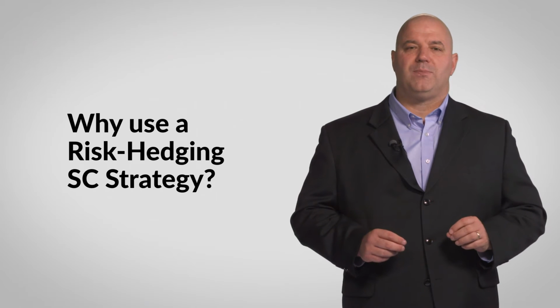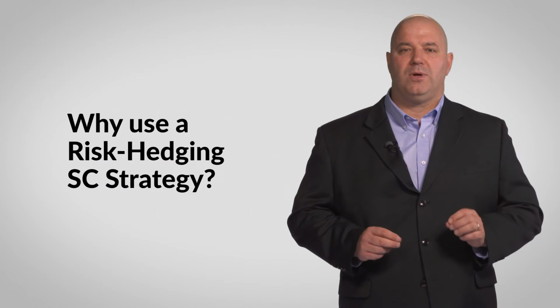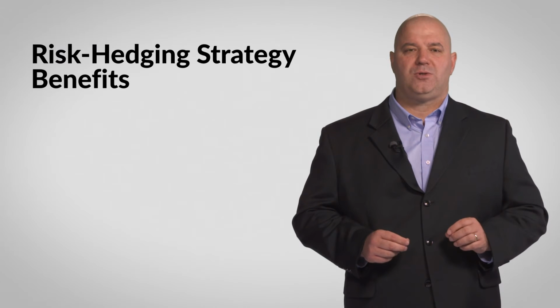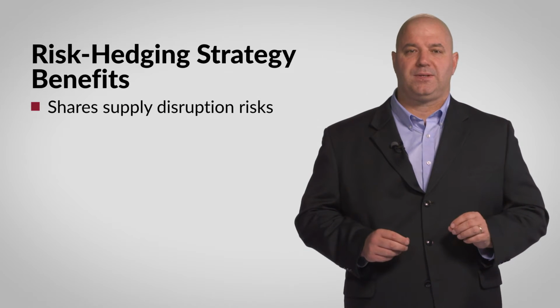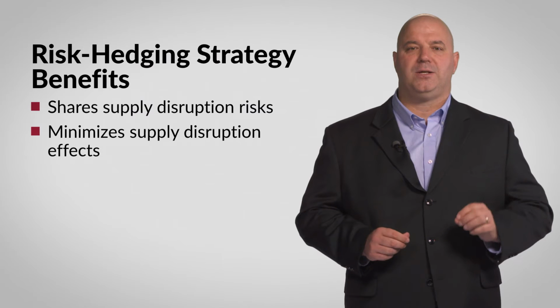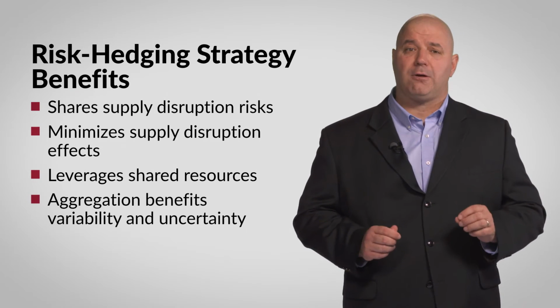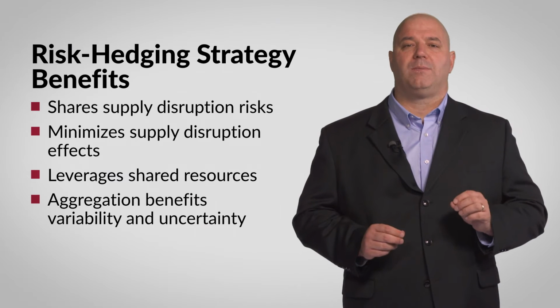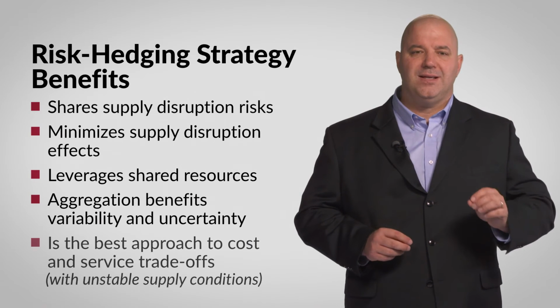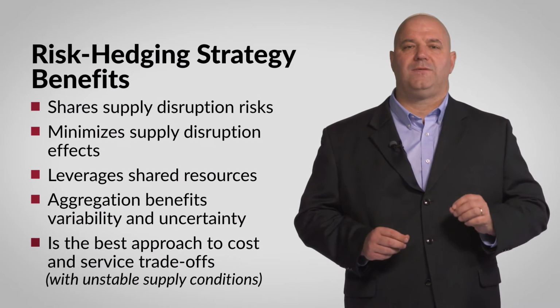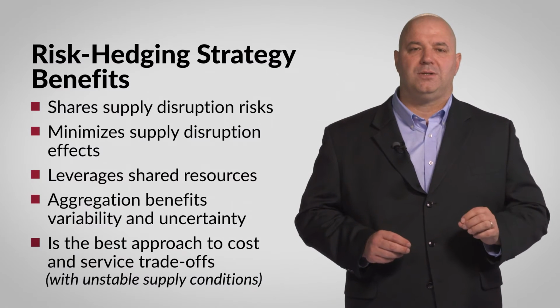So let's dive a little deeper into why, when you are a manager, you might choose to use a risk hedging supply chain strategy. Risk hedging supply chain strategy shares disruption risks and minimizes supply disruption effects. It takes advantage of shared resources and aggregation advantages to deal with supply uncertainty. It is the best approach to managing cost and service trade-offs when supply conditions are not stable. When should we use a risk hedging supply chain strategy?